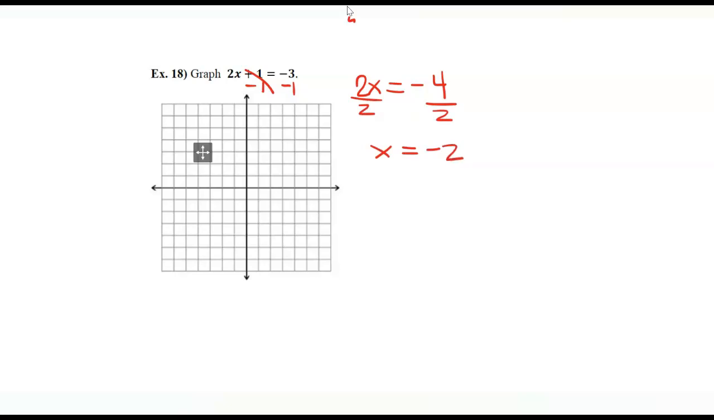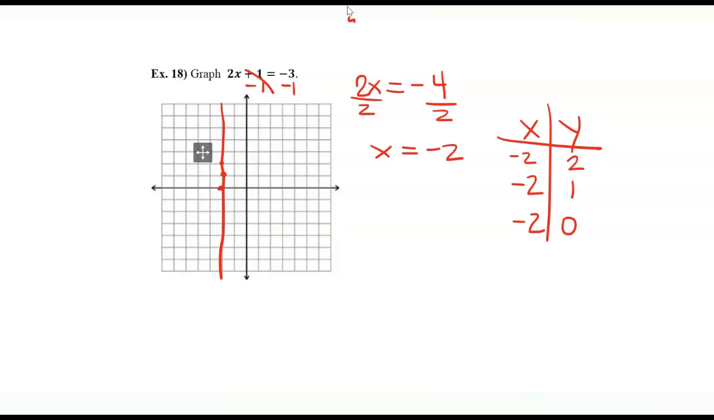So let's think, how would that be graphed? Well, if that was confusing, I could make an xy chart and say, okay, let's say y is 2, 1, and 0. Well, no matter what y is, x will still be -2. X is always -2. So I can plot those points. We have -2, 2, -2, 1, -2, 0. We can see that will be a vertical line through where x equals -2 for our final answer. And notice it is parallel to that y-axis.